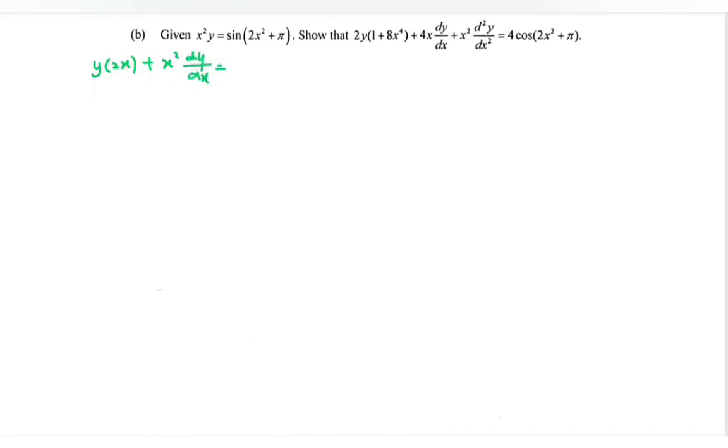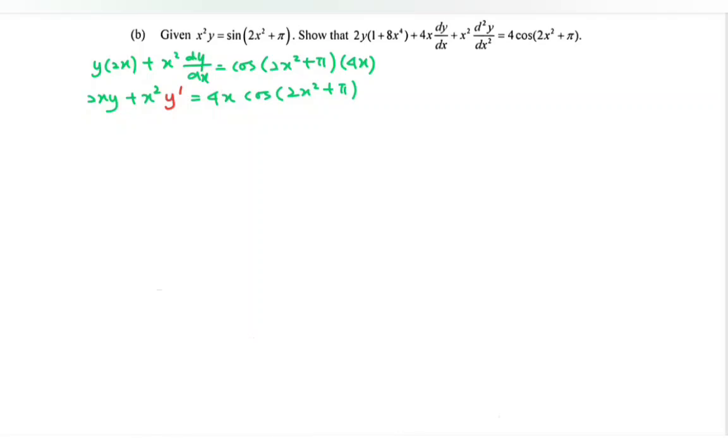Which equals, if we differentiate the sine, we will have cos bracket 2x squared plus pi. Differentiate the internal function, and we will have 4x. Kindly rewrite the situation. We have 2xy plus x squared, then here we have y prime, and then equals 4x cos bracket 2x squared plus pi. So that will be our simplest form for the first part.